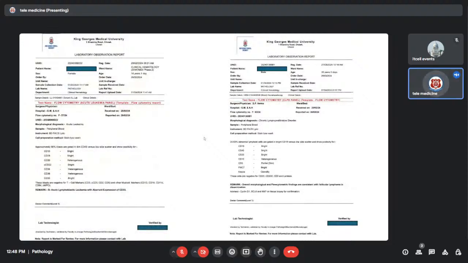This is the pattern of the reports which we release from our lab. In the upper part you can see the unique identification number, patient name, age, sex, sample collection time, referring department. Then the morphological diagnosis, sample type, instrument used, cell preparation method, abnormal population, their expression, bright, heterogeneous, dim, then the mention of what was negative. Then you sign out.